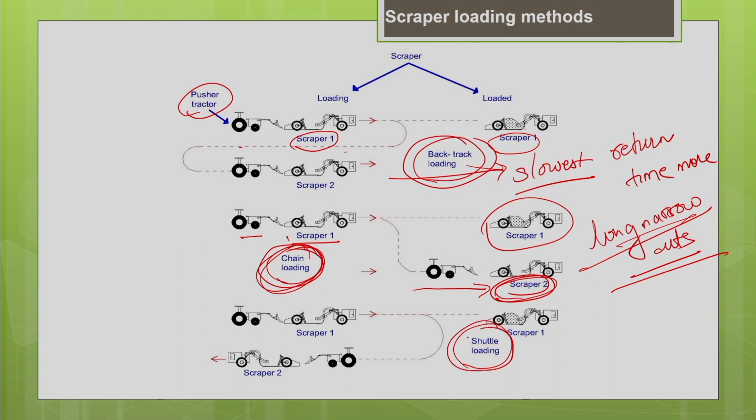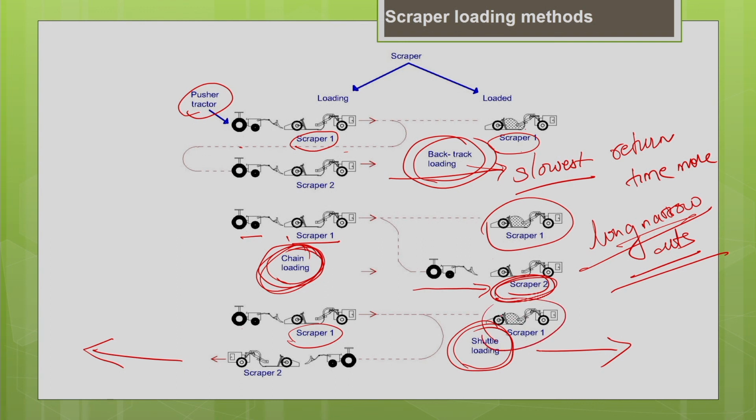The next one is shuttle loading. This is not commonly followed, but you can follow it when you have two fill areas. That means you have a fill area in this direction as well as a fill area in this direction. If you have fill areas in both the directions, then you can follow the shuttle loading. So what happens here is the pusher is pushing the scraper 1. The scraper 1 is now completely fully loaded.